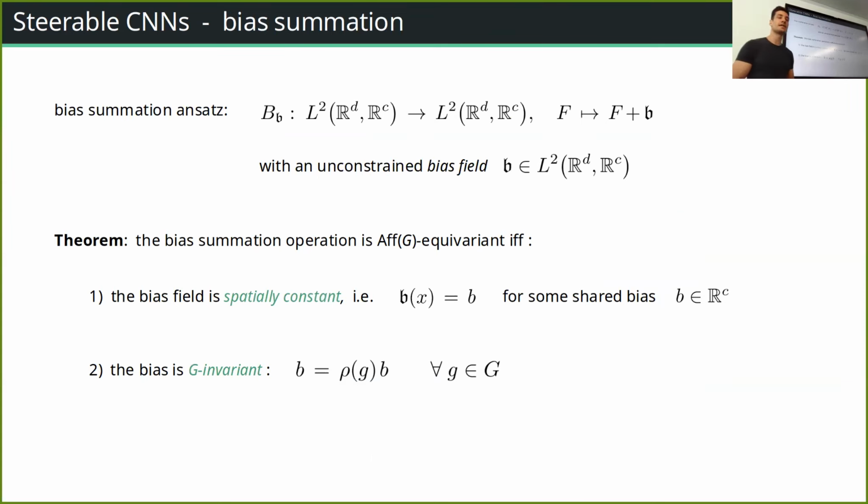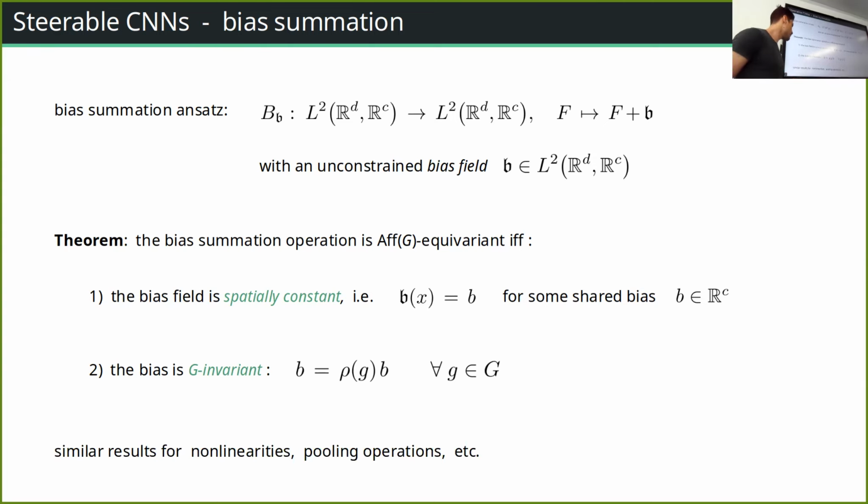Yeah, I just want to give a second example of a map from a steerable CNN. So we could look at bias summation, and then our flexible ansatz in this case would be a summation of a bias field, where we could think about summing a different bias at each spatial position. And then if we demand affine group equivariance, we will again get these 2 constraints. The first one is that it's spatially constant. So actually you have to sum the same bias at each position, which is what you're doing in a standard convolutional network. And then also the bias has to be G-steerable or G-invariant, which means that the bias vector has to be invariant under this rho of G action.